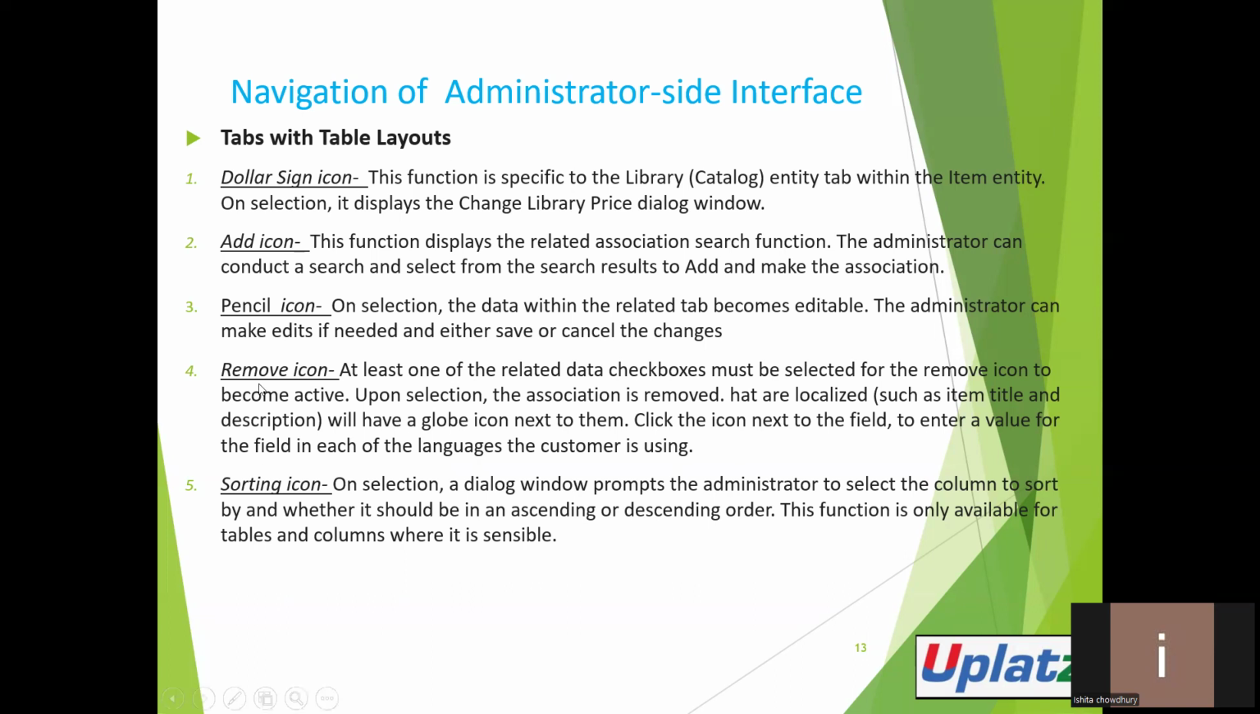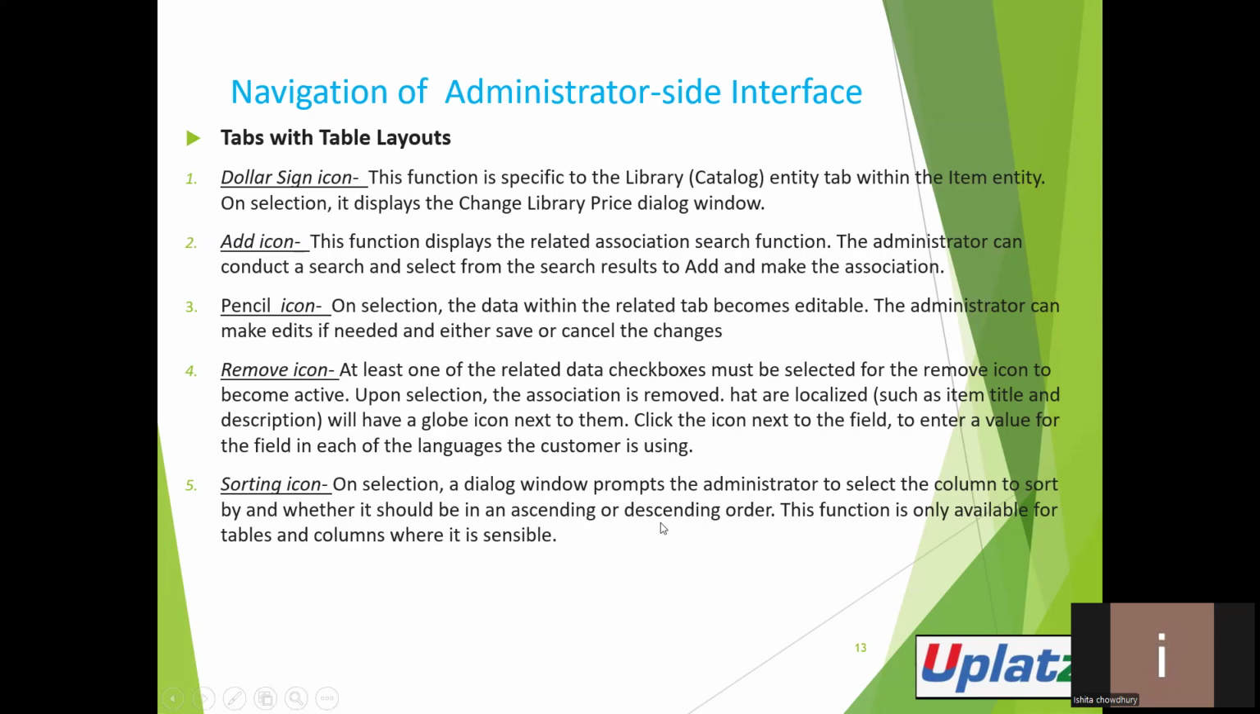Next is the remove icon. At least one of the related data checkboxes must be selected for the remove icon to become active. Upon selection, the association is removed. Localized fields, such as item title and description, will have a globe icon next to them. Click the icon next to the field to enter a value for the field in each of the languages the customer is using. Yes. Again, languages come into the picture, which I have been talking about in previous sessions. Language plays a very important role in the SuccessFactors learning management system, right? So the item title and description will have a globe icon next to them. So globe icon means what? Globe icon means translations, languages in multiple forms, right?